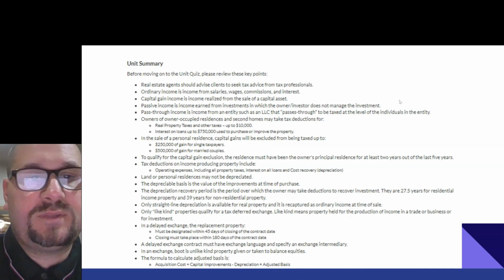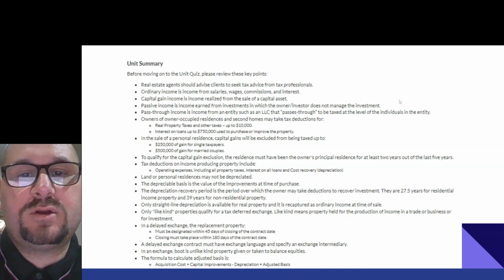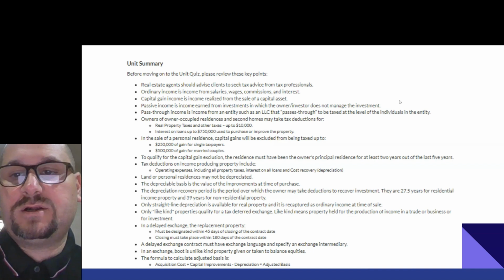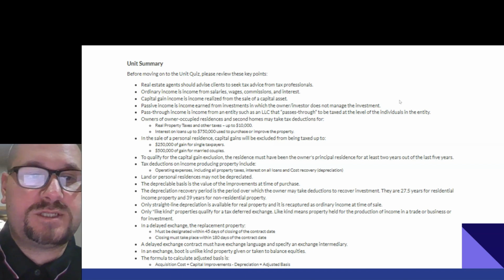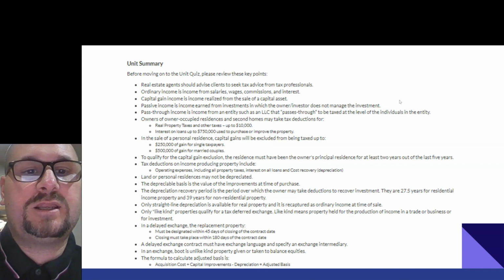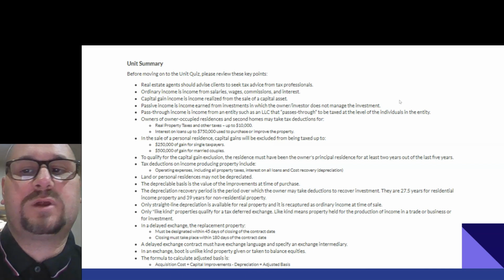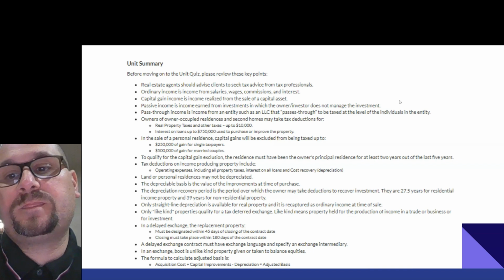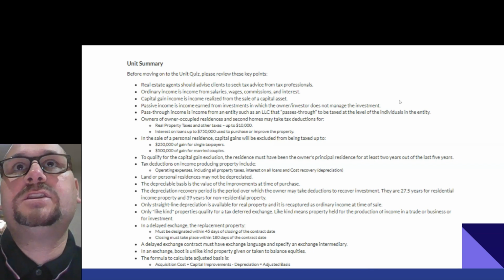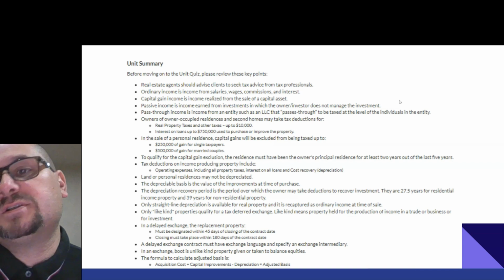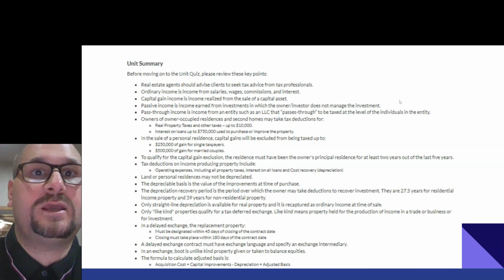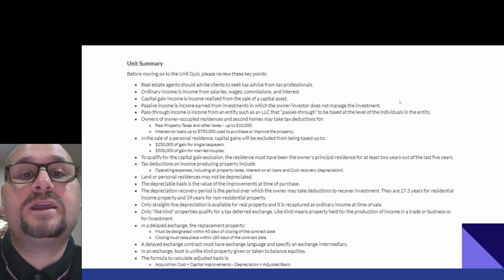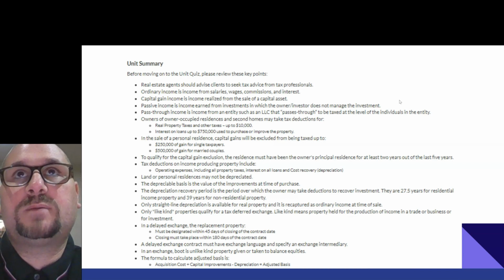Depreciation recovery period is the period over which the owner may take deductions to recover investment. They are 27.5 years for residential income property and 39 years for non-residential property. So if you own a house and you rent it out, you can depreciate it, and the depreciation period is 27.5 years. What if you own commercial property and you rent that out? You can depreciate that for 39 years, for non-residential property.